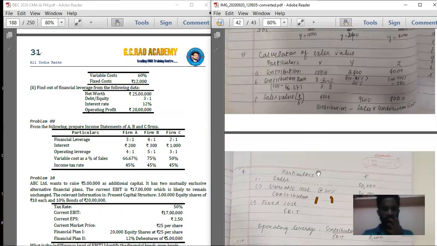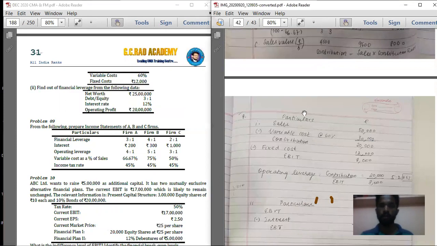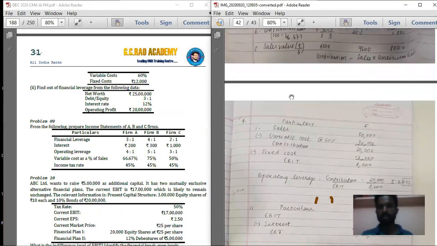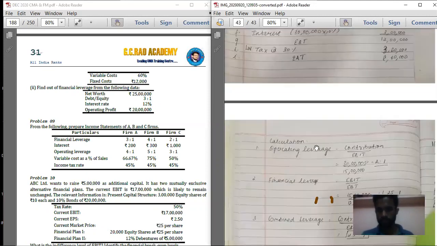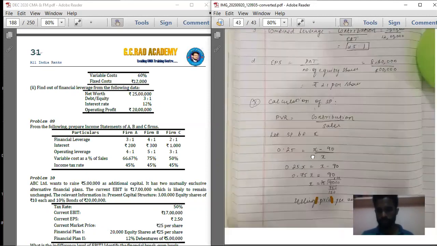Same thing. Take down the formulas. What is financial leverage? EBIT divided by EBT. Use that. Put EBIT as X. Then calculate the financial leverage. Then calculate what is EBIT. From the EBIT, deduct the interest amount. You'll get EBT. From that, deduct the income tax rate 45%. You'll get PAT. So same format. So problem number 9 also done. Mark it as done. Homework. And next is problem number 8.